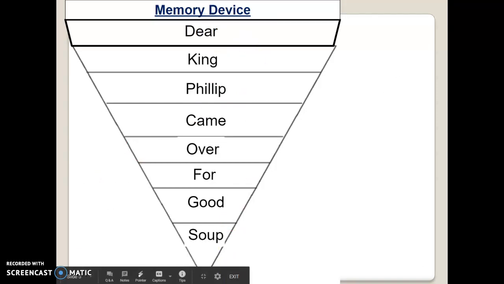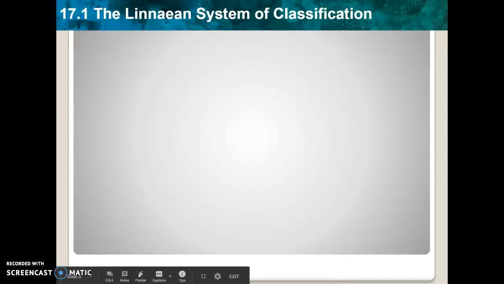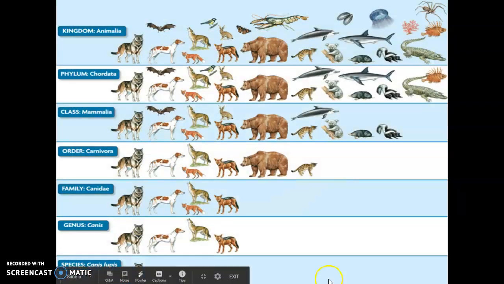Now here's a little memory device that a lot of people use to remember the classification groups in order. It is Dear King Philip came over for good soup. It's actually supposed to be spaghetti, but I couldn't get it to fit neatly in here. But you could say Dear King Philip came over for good spaghetti. All right. So here is one final example before we start talking a little bit more about the scientific name.